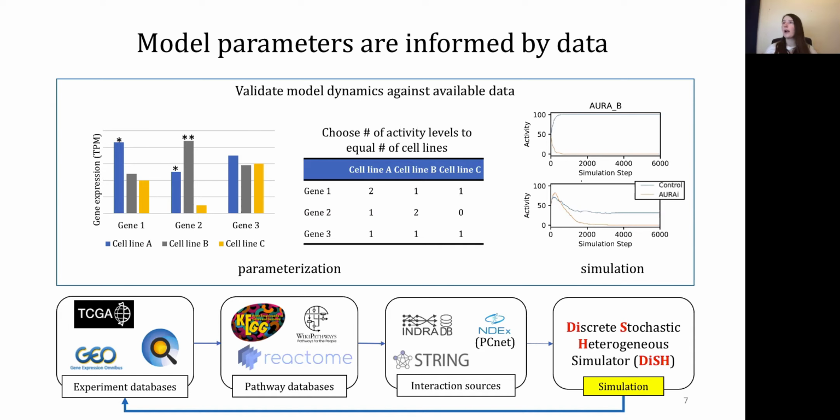Once we've parameterized our model and we have a separate set of parameters for each cell line, we're able to simulate the executable model. And so we use the discrete stochastic heterogeneous simulator, or the DISH simulator, to provide dynamic predictions of model element behavior over time.